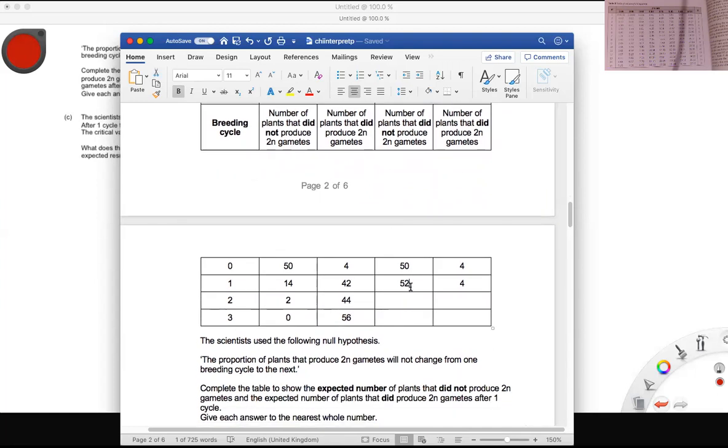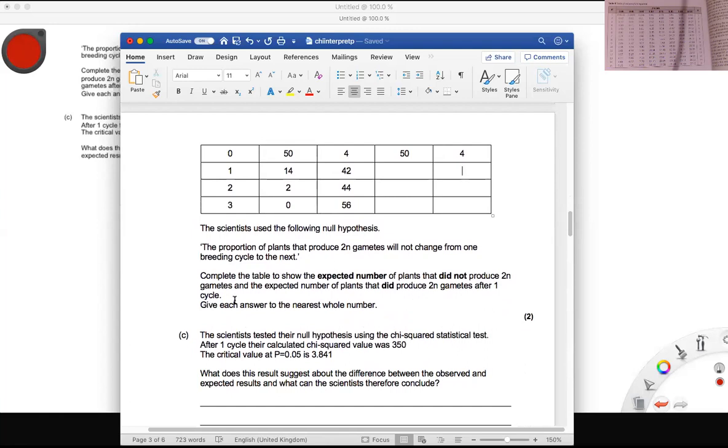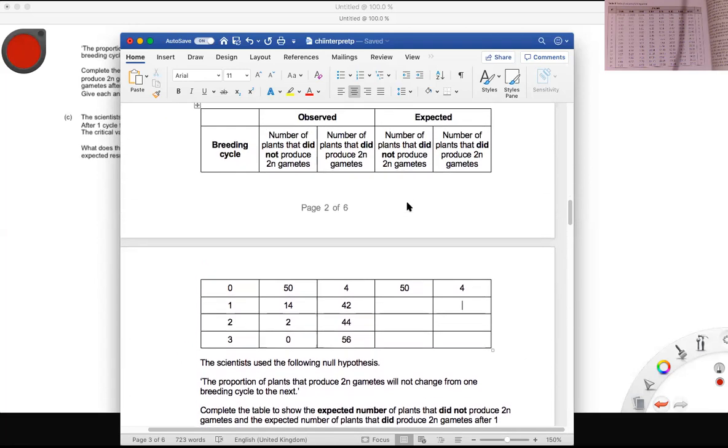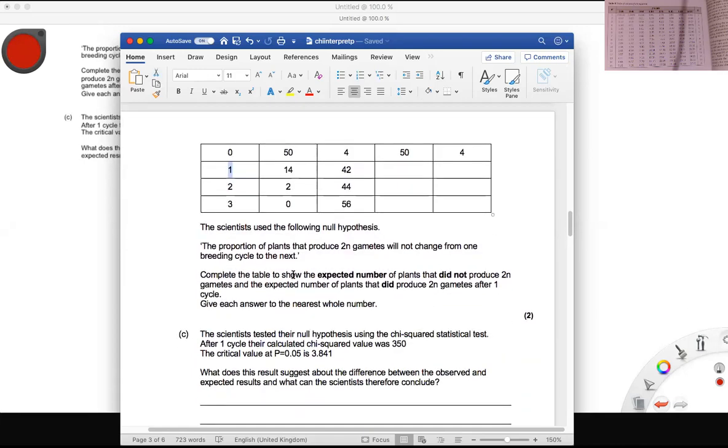The first thing they're asking us to do, take that out because that's actually the answer. The first thing it asks us to do is to calculate the expected number. So here's our expected column. So the expected number of plants that did not produce gametes and those that did produce 2N gametes after 1 breeding cycle.